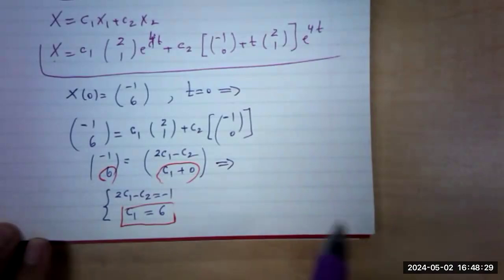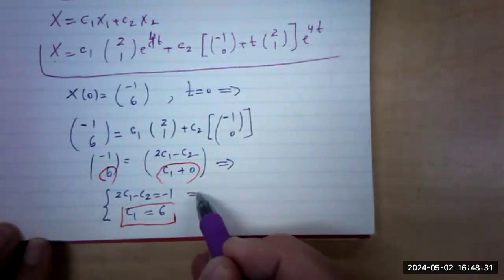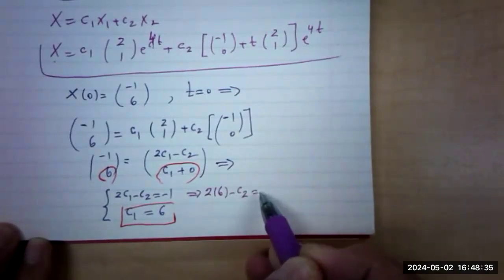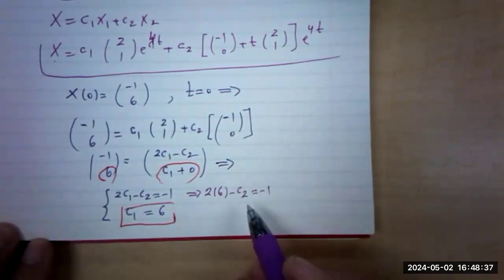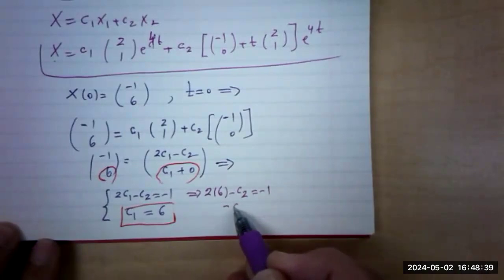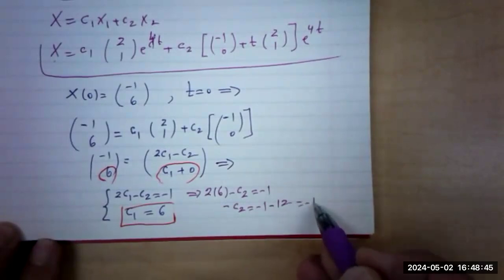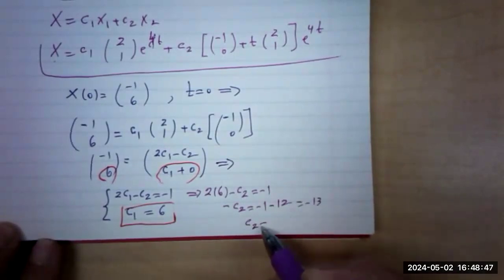You substitute in the first part to get C. So that gives you 2 times 6 minus C2 equal to negative 1. So that gives you 12. So negative C2 equals negative 1 minus 12, so negative 13. So C2 would be 13.